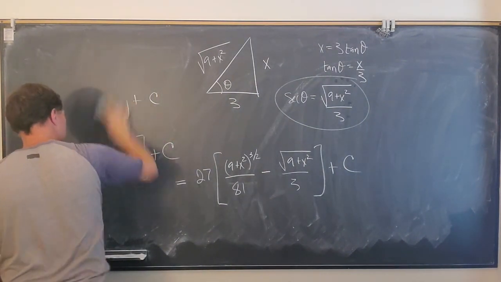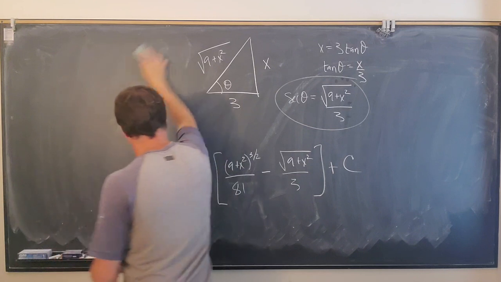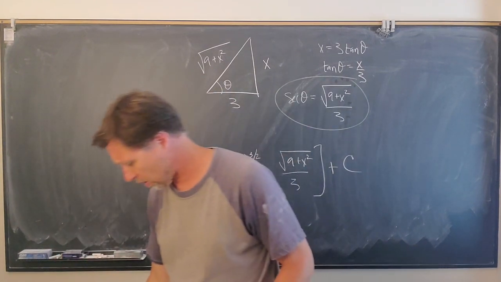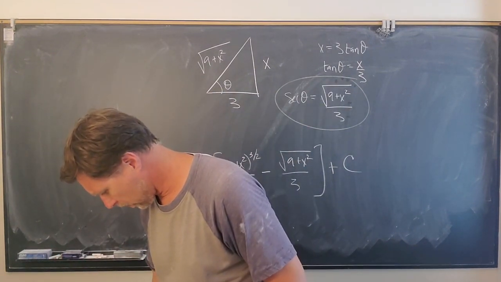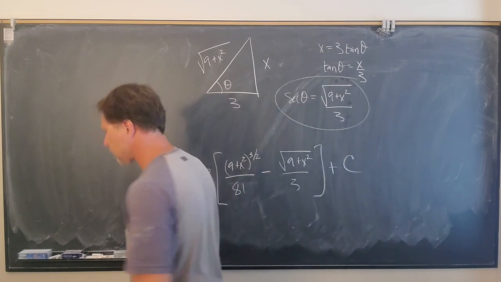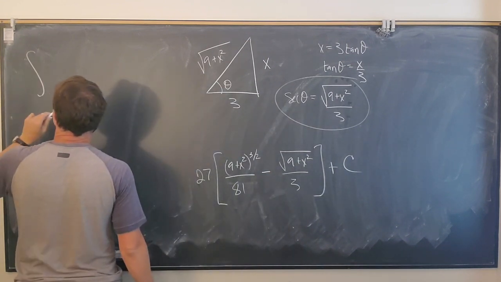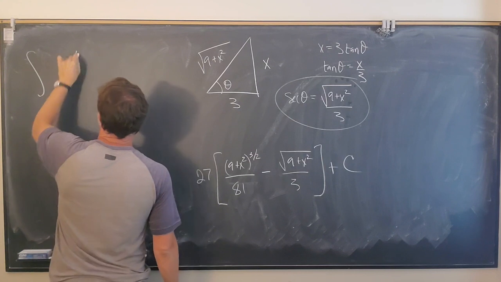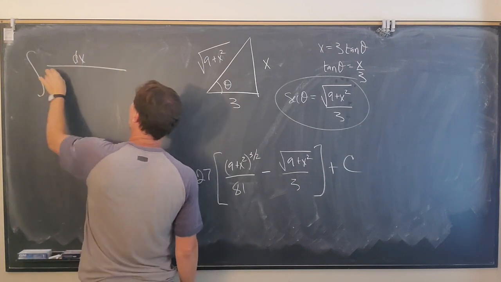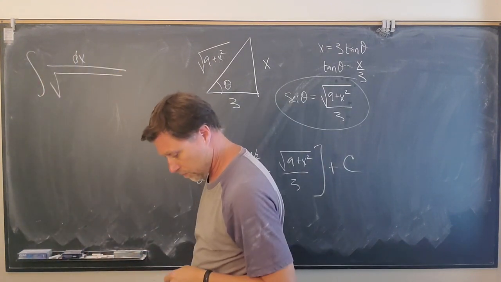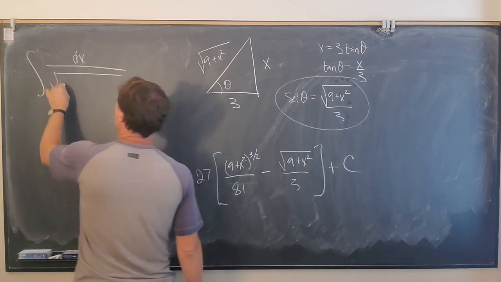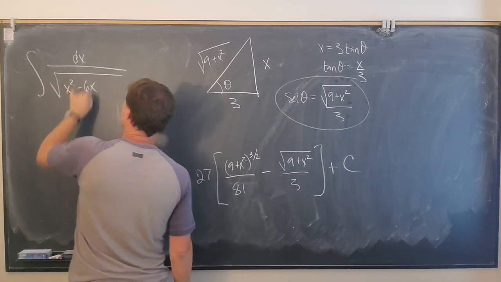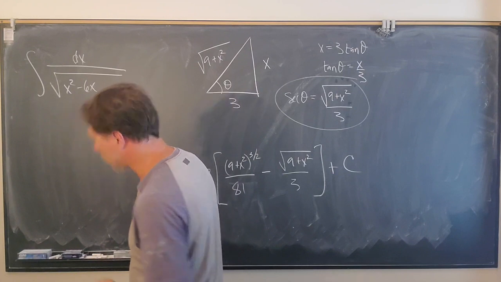And so let's do some more examples just to see what kind of other situations may arise. So let's see, next example. Let's do the integral dx over square root x squared minus 6x plus 13.